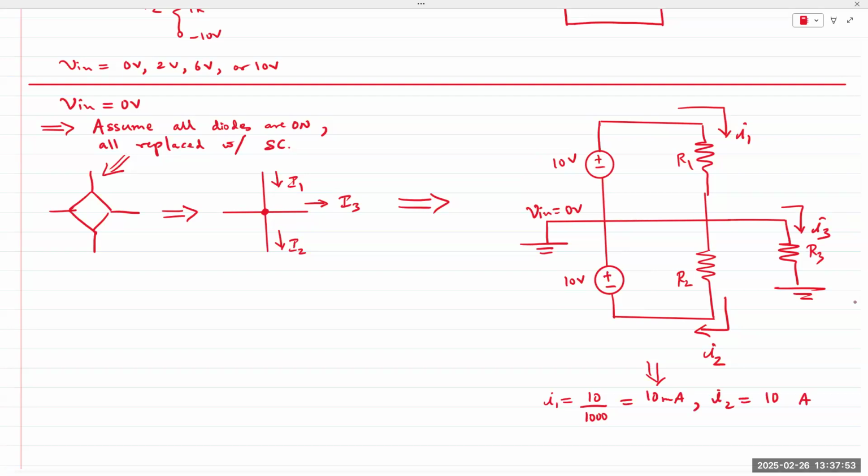And if you look at R3, what do you see? R3 is connected to one loop, and at the bottom, it's connected to ground. Where else do we see ground? On the left, Vin is equal to 0. Effectively, R3 is connected between these two nodes. R3 is in parallel with a short circuit. And because R3 is in parallel with a short circuit, it's effectively redundant. No current can flow through R3. So I3 is equal to 0.